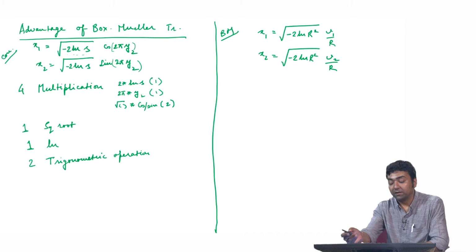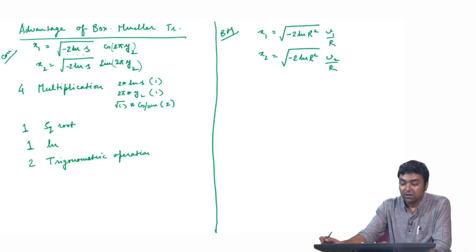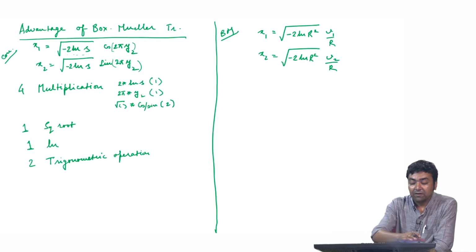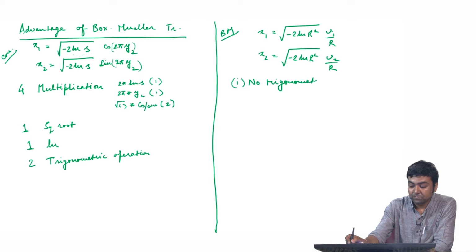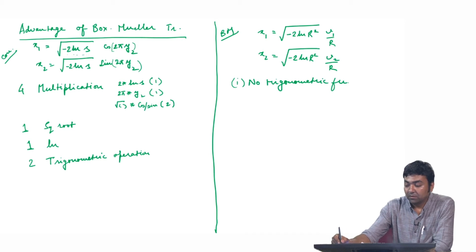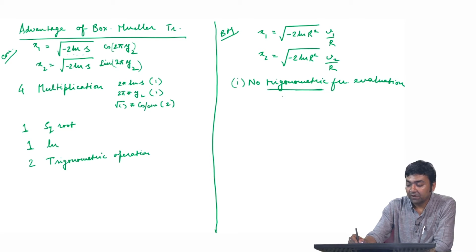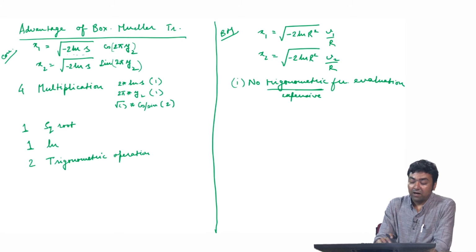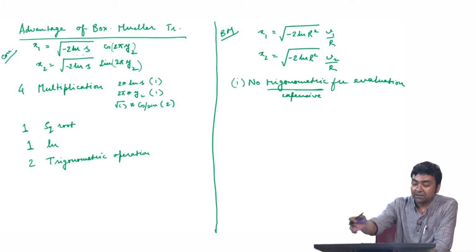Now, let us look at the Box-Muller transformed one. The first difference which we see between the Box-Muller transform and the conventional one is that here there are no trigonometric function evaluations. Remember, this is the most expensive part. So, I am getting rid of these two trigonometric operations, and what is extra which is coming on?